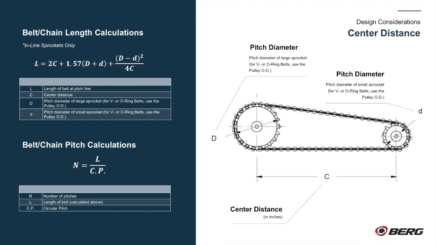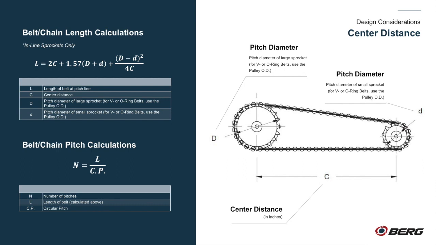Now it is time to determine the length of the belt that is needed for the designed application. For inline sprockets, the calculation on the left side of this slide can be used. Please note that the pitch diameter of the sprockets should be used except when using a V or O-ring belts. Then use the pulley OD for the calculation. Our website, www.wmberg.com, also has a calculator that you can download to help you with this.